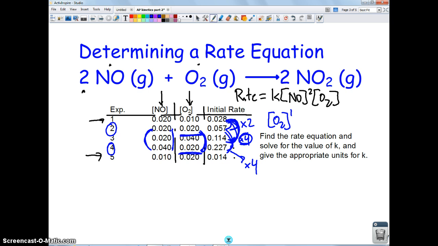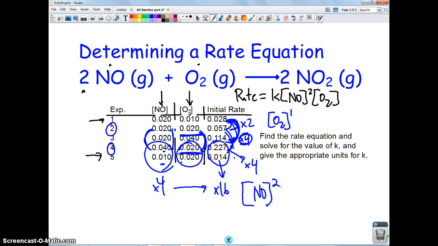If I look at it in another place, just to make sure, I want to look at one other one where these two stay the same. And what happens here? It's quadrupled, going from 0.01 to 0.04. Again, that's quadrupled. So what in the world happened here? When I take 0.227 divided by 0.014, this is 16 times greater. All right? So when I quadruple this, 4 leads to a times 16. Hopefully you'll recognize that this is indeed going to be second order with respect to the nitrogen oxide, NO.